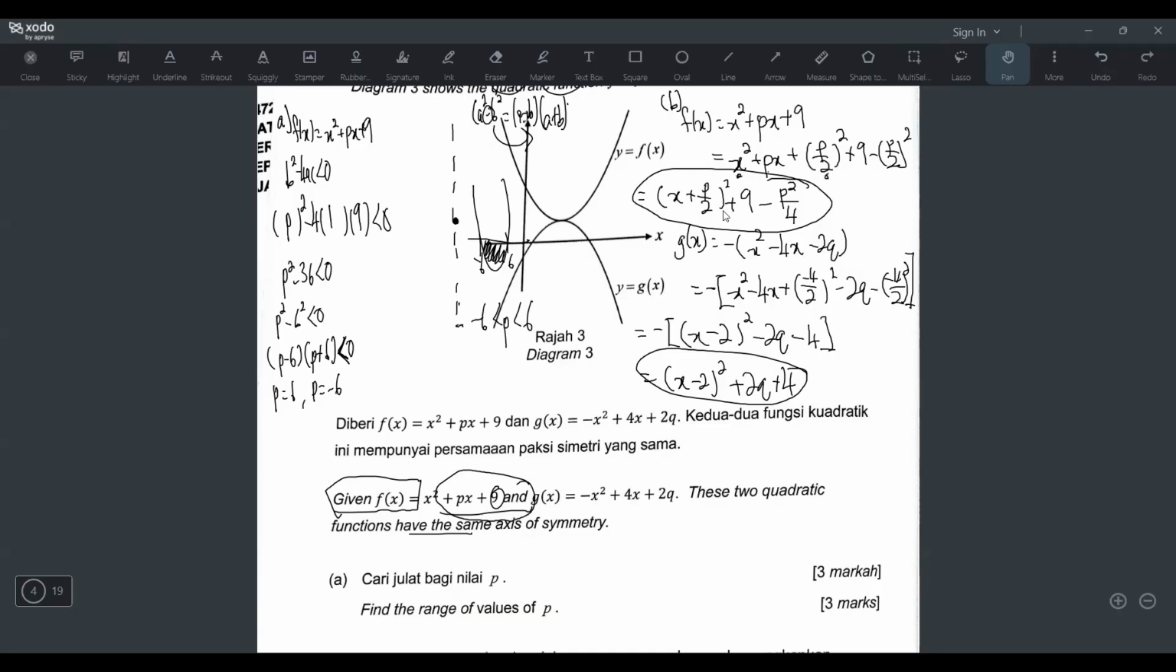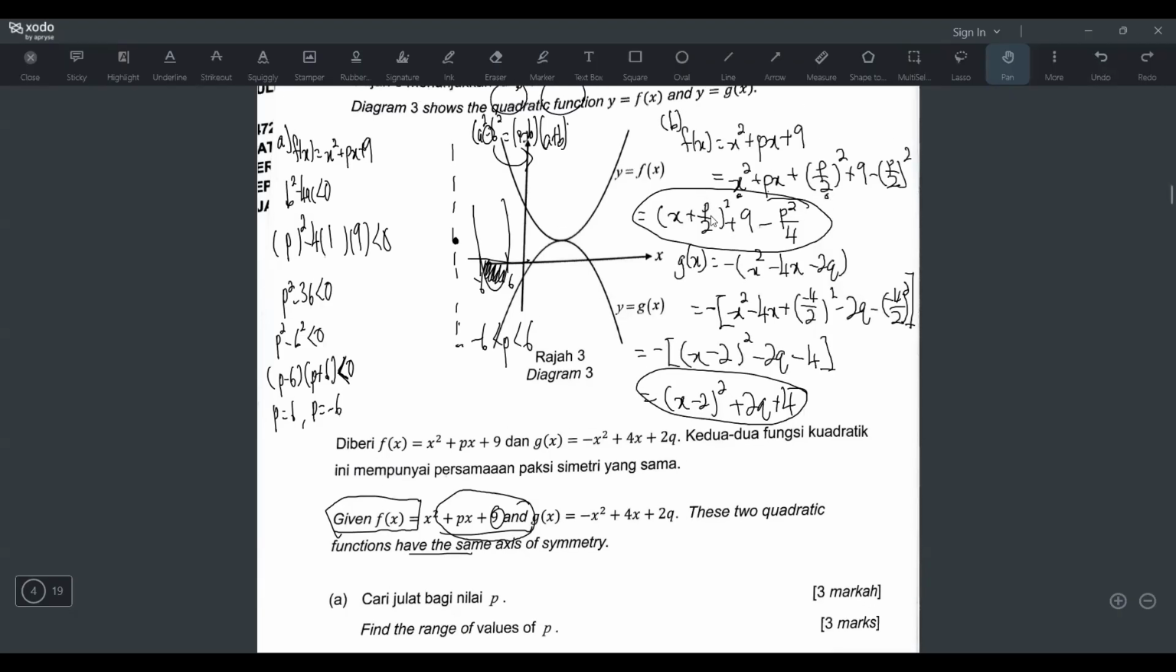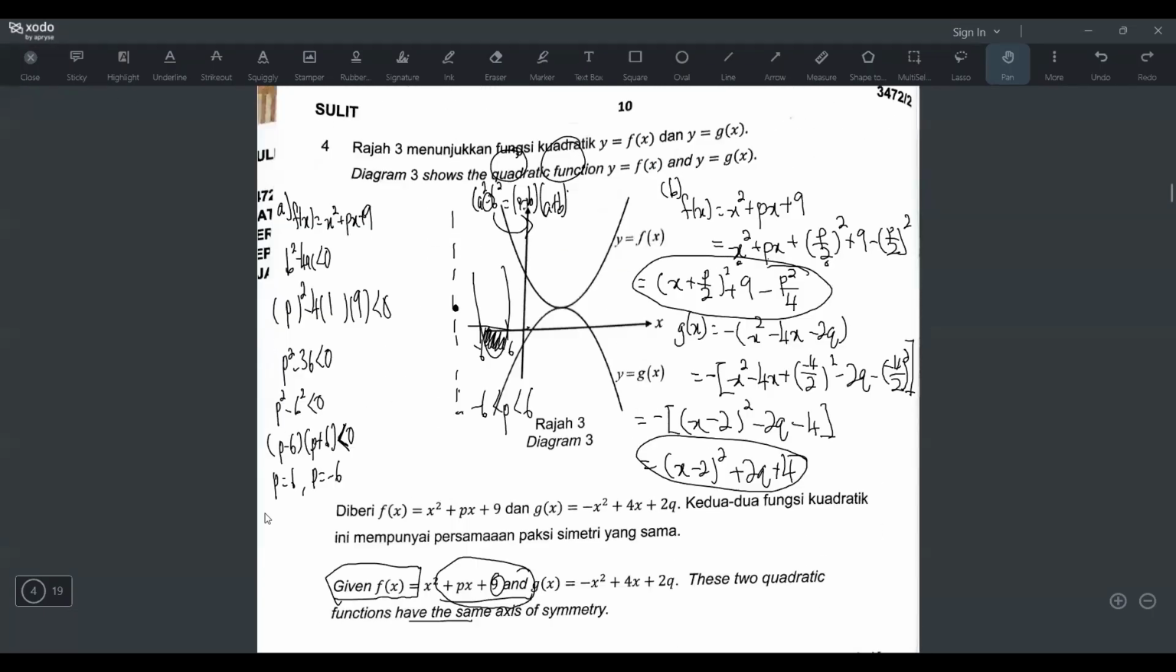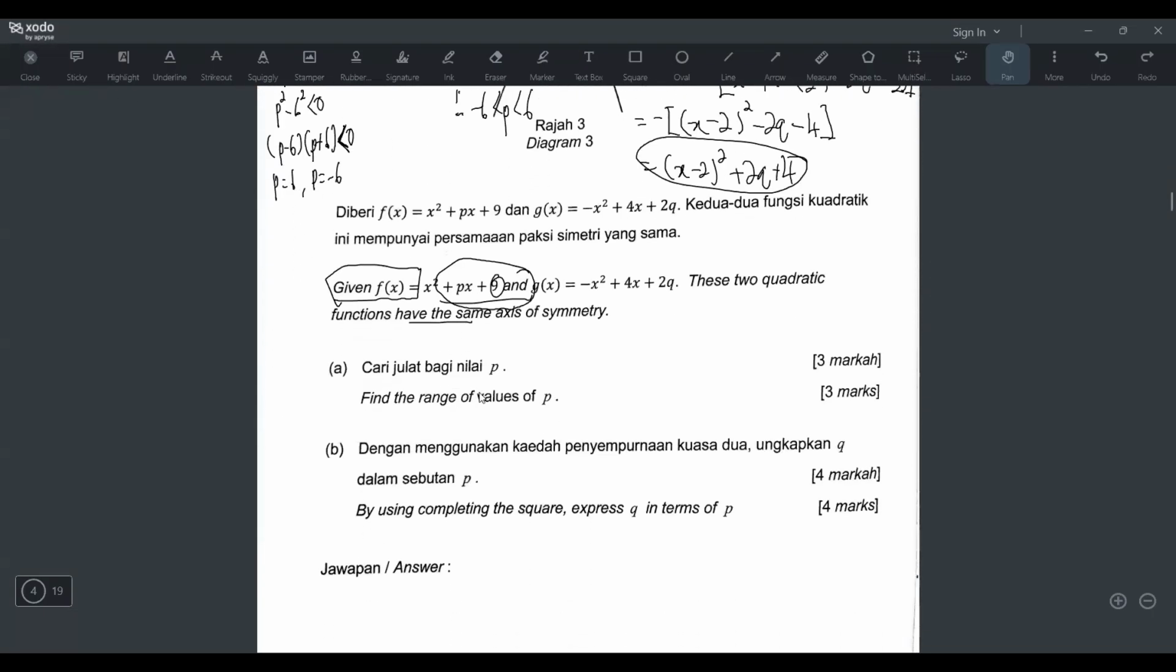I already tried comparing the x coordinate just now, which is negative p over 2. When you take out, you have to change the sign for the x coordinate. So negative p over 2 equals positive 2, and you already know the answer just now, you get p is negative 4. That's how you do it to find the exact value of p. But the question never asked you to do that. They never asked you to find the exact value of p.